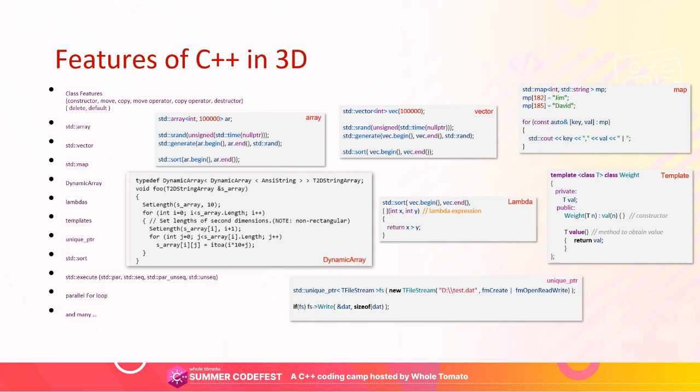When you are developing a 3D application, one of the most used functions is sorting algorithms. So C++ has std::sort, and you can use std::sort on these kinds of operations, and you can use it with arrays, vectors, maps, or any other containers. You can also use lambdas and templates when you are using std::sort. So it is very powerful and useful and faster on these kinds of operations.